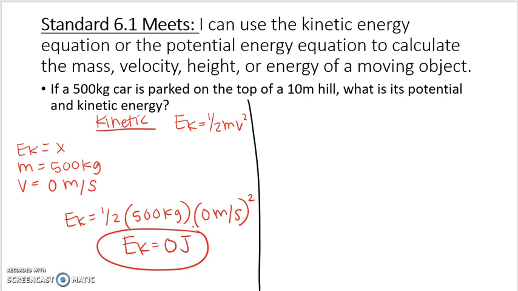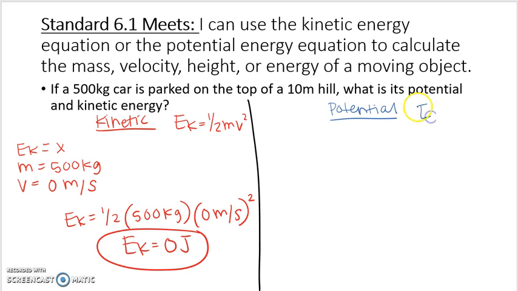We could have figured that out without doing any of the math. If an object isn't moving, it doesn't have a kinetic energy. Kinetic energy is all about the movement of an object. Let's look at our other side. We're going to look at potential over here.